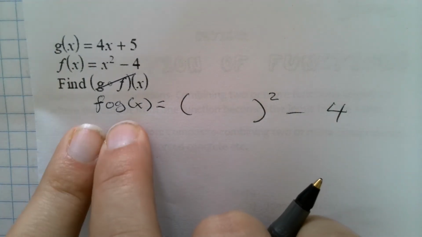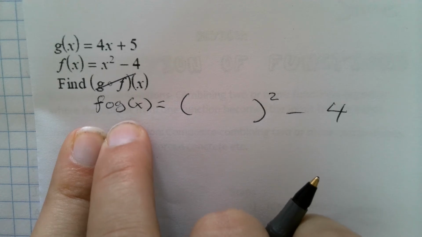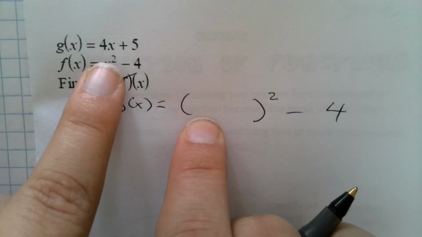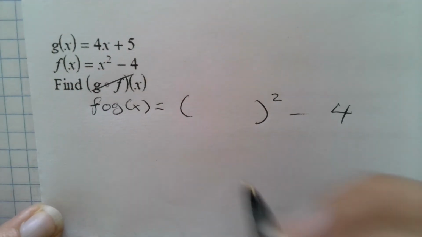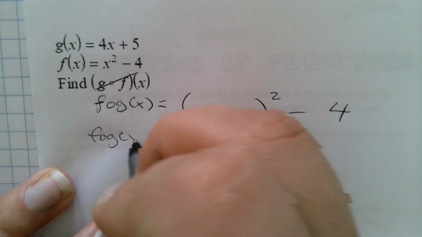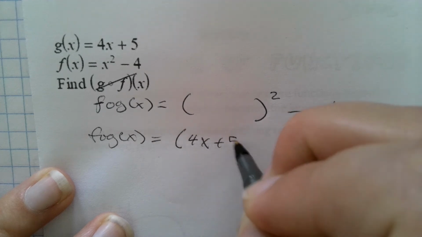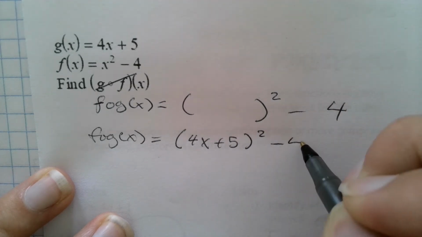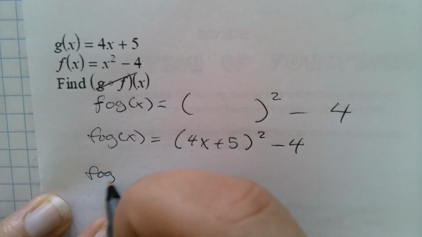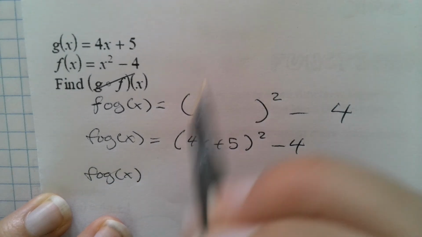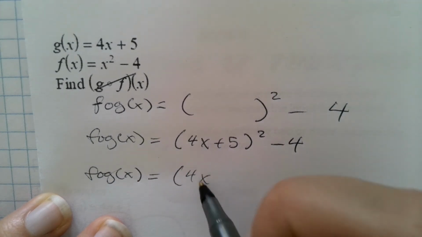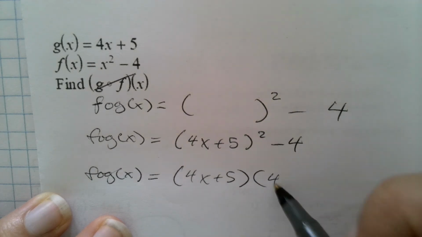F was our first letter. What's my second letter? G. So what are we going to plug in? 4x. 4x plus 5 is going to go right here. Alejandro and Daniel, one of you tell me what we do with that squared. Good job.